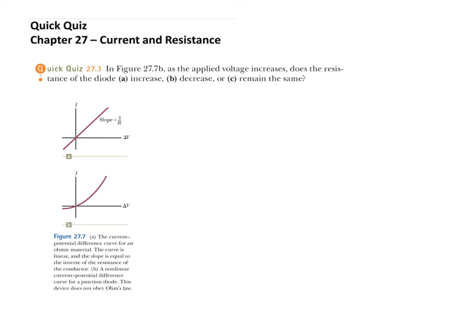Question 3, in figure 27.7b, as the applied voltage increases, does the resistance of the diode increase, decrease, or remain the same? So we're talking about the second graph. But first, looking at the first graph here, the slope of this graph is going to be equal to 1 over r, because r would be equal to v over I, Ohm's law, and we have I on the y-axis, v on the x-axis, so the reciprocal of it. All right, so the steeper this slope, then the less the resistance would be because of the reciprocal thing.